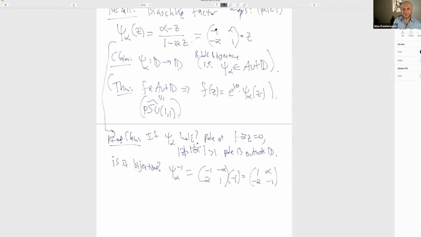Sorry, did I not flip the diagonal entries? I'm supposed to flip the diagonals and negate the off diagonals. So now that -1 is supposed to turn into a -1, and this is supposed to turn into a +1. And you're supposed to see that it's its own inverse. These things are involutions. So psi alpha inverse is psi alpha. Each psi alpha is an involution.